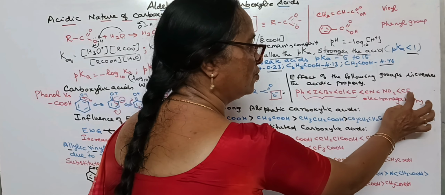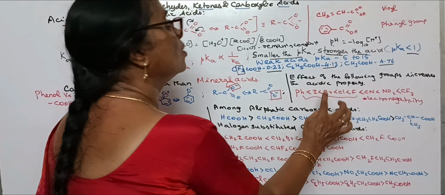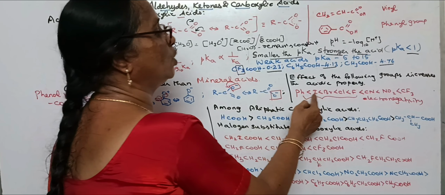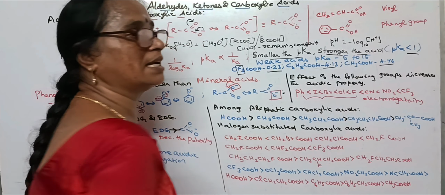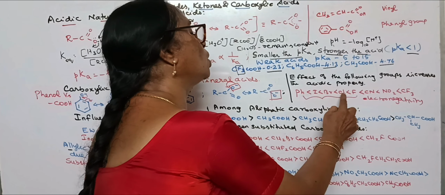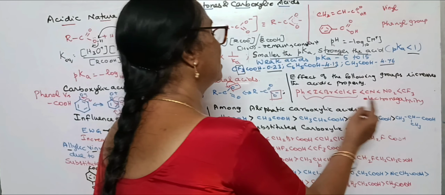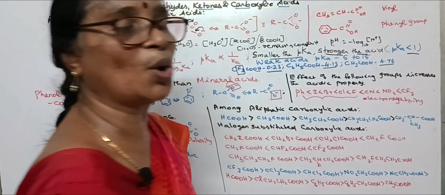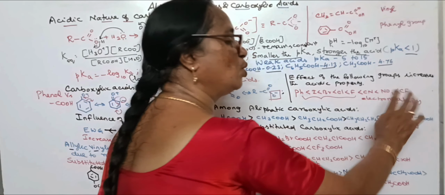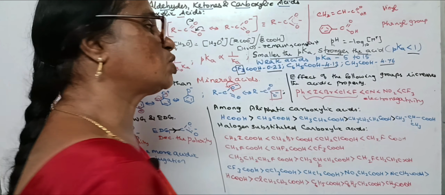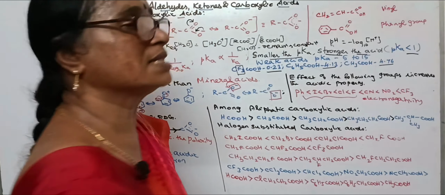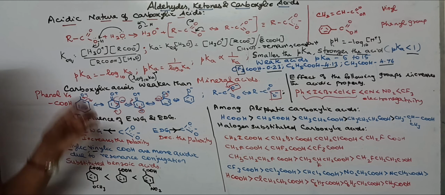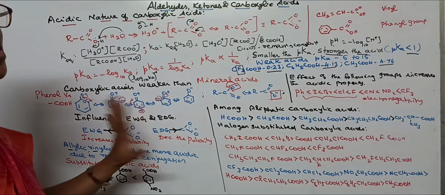This group is trifluoromethyl. So we can find iodine, bromine, chlorine, fluorine. Here electronegativity increases from iodine to fluorine. So if fluorine is present, that becomes the strong acid compared to chlorine, bromine or iodine. After that, we have the group of radicals: cyanide, nitro and trifluoromethyl. The presence of trifluoromethyl makes the acid much stronger compared to nitro or even cyanide. So from this group we can identify how they influence the acidity of carboxylic acid.